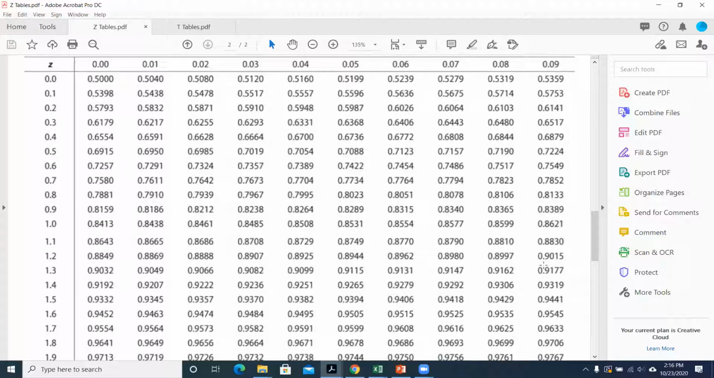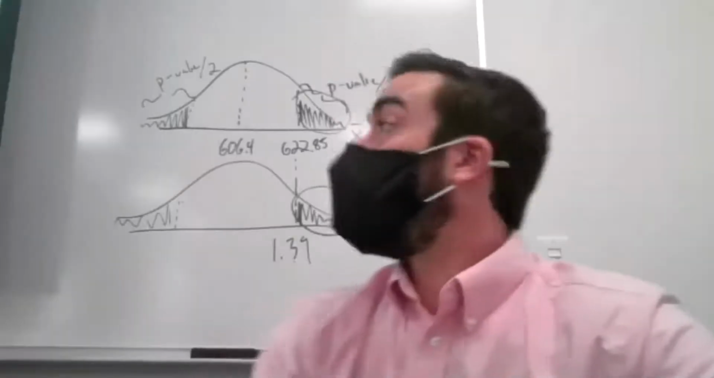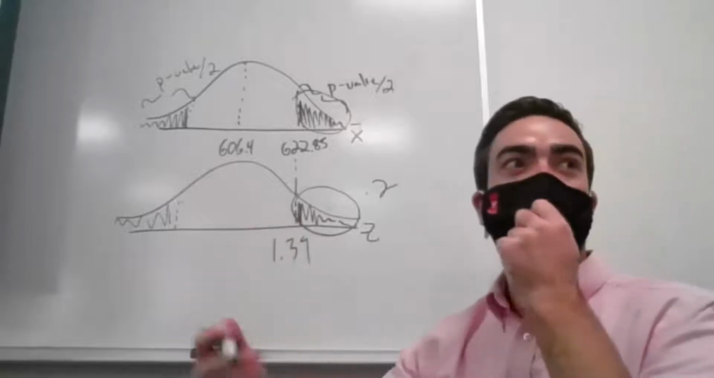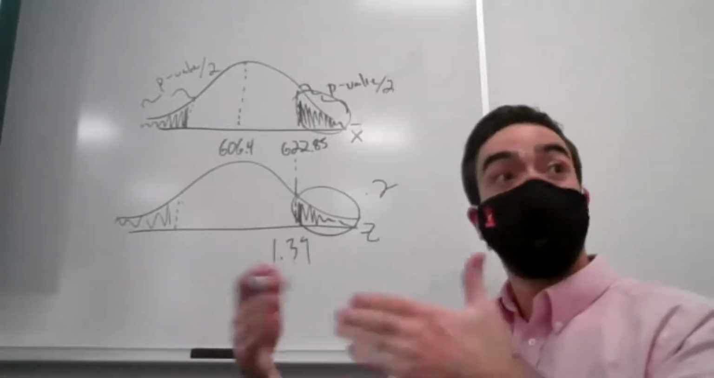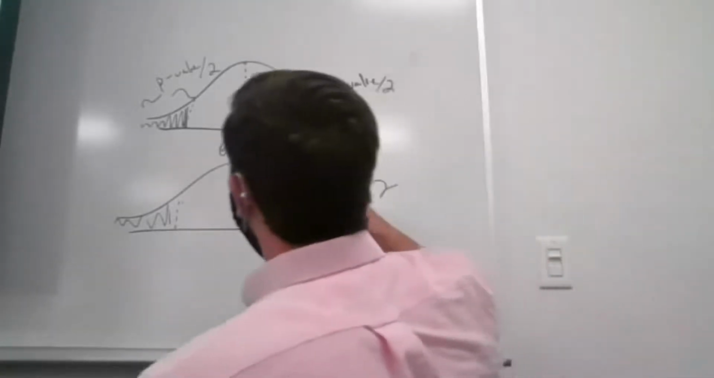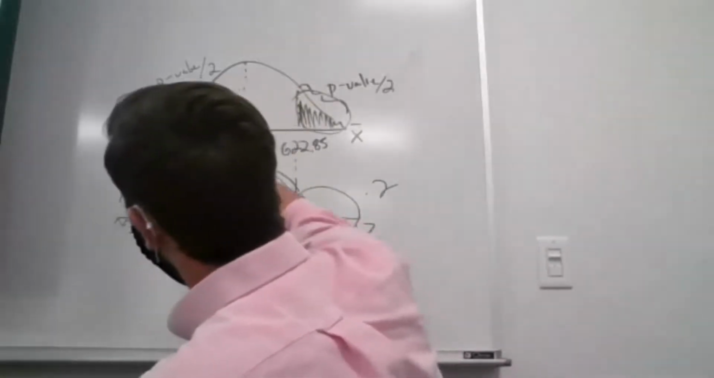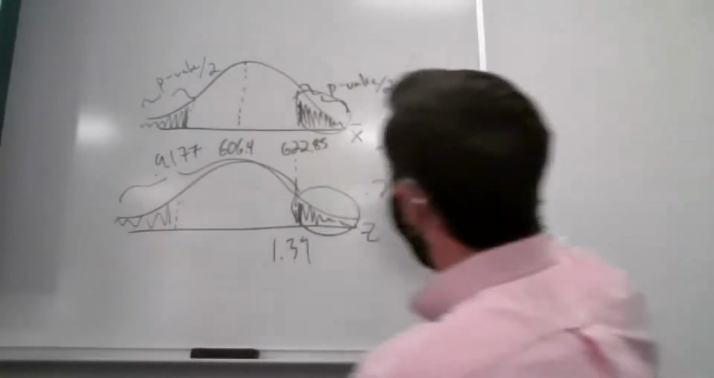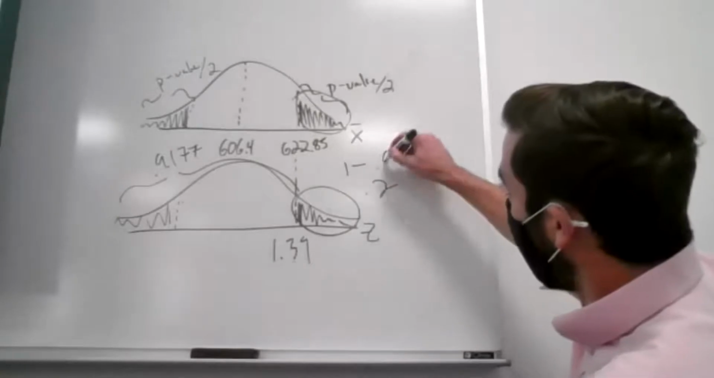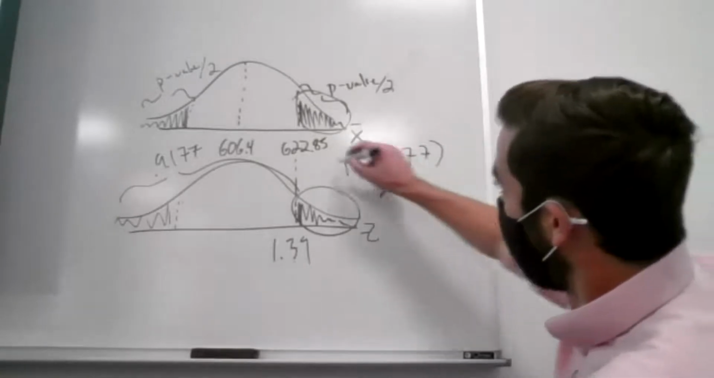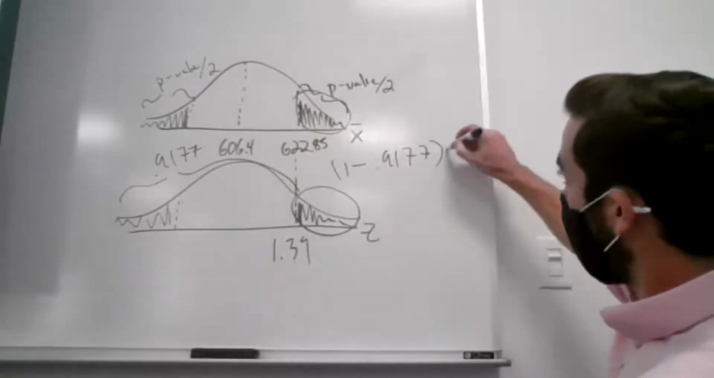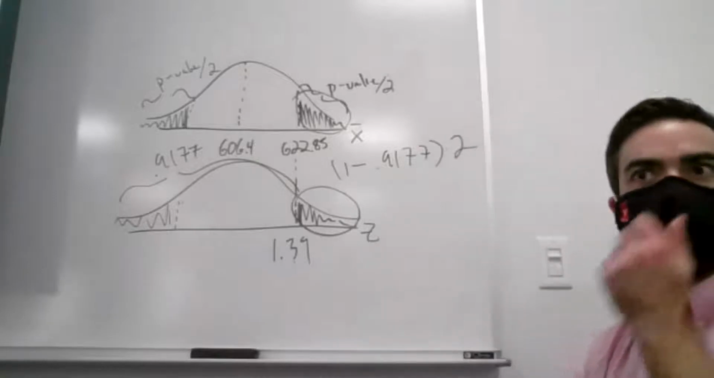No, right? Exactly, because if I took 0.9177 multiplied by 2, I'd get something over 1. The p-value is a probability, right? So the table told me the area to the left. I wanted the area to the right. And then I need to take that and multiply it by 2.